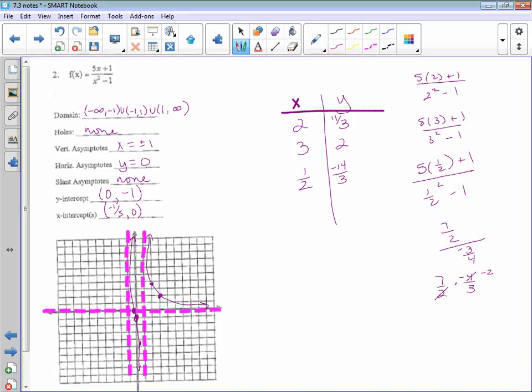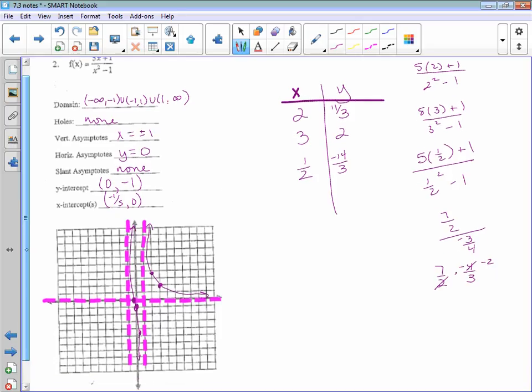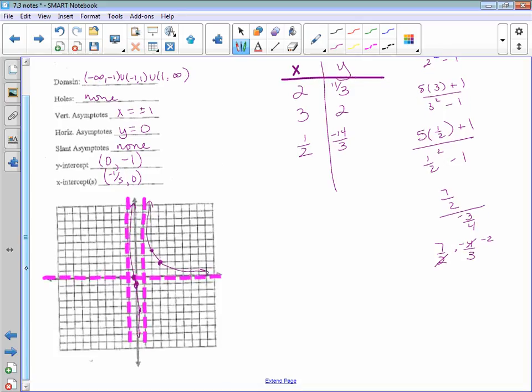Okay? I don't know if you can even see my line in there. Can you guys even see it? Maybe. All right, so now I just need 2 more points on the left. What do you want to give me?